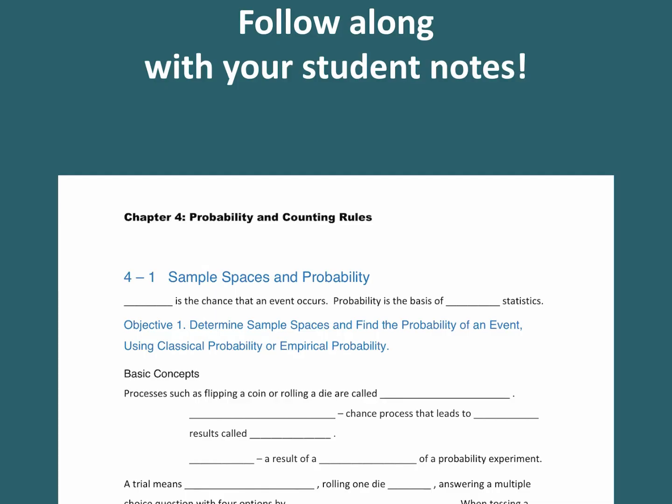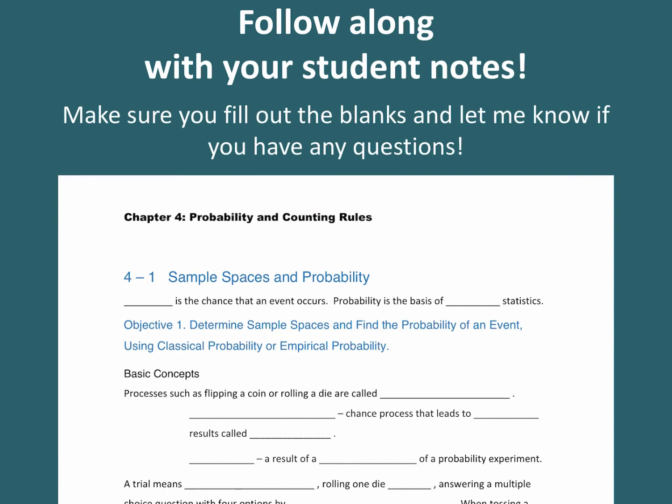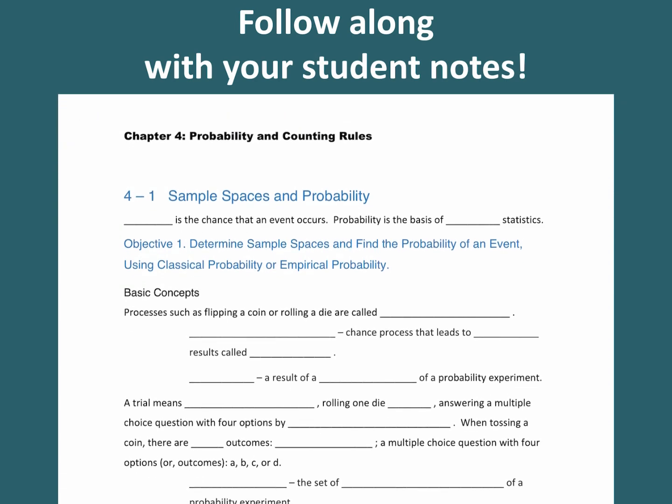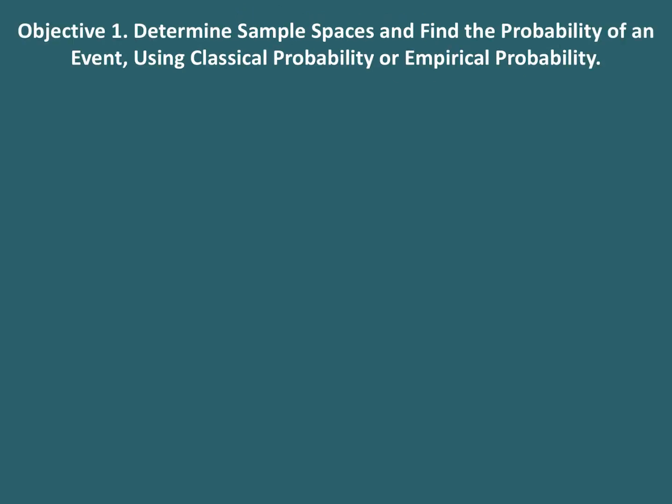Let's go ahead and follow along with your student notes. Objective 1. Determine sample spaces and find the probability of an event using classical probability or empirical probability.